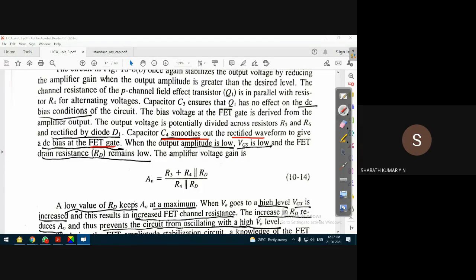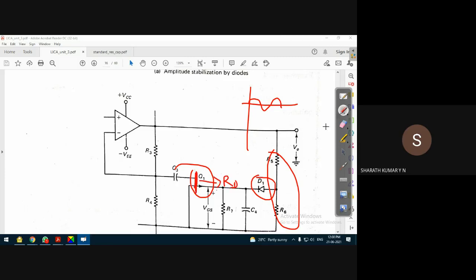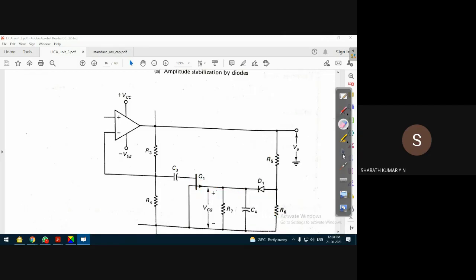So when the output amplitude is low, VGS is low, and the FET drain resistance RD remains low. That means when the output voltage itself is very small, the voltage divider output is further small. Diode D1 rectifies the smaller voltage, and hence transistor Q1 is not heavily biased, and channel formation is very small. The channel width is very small, and hence the resistance is also smaller. This is for the smaller output voltage.